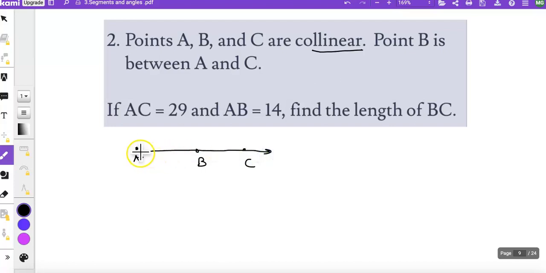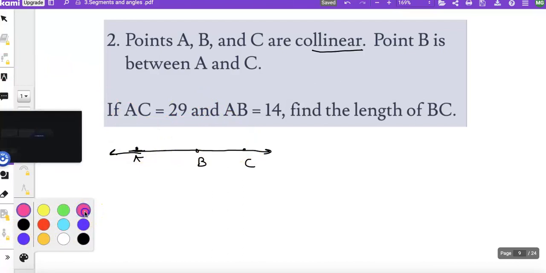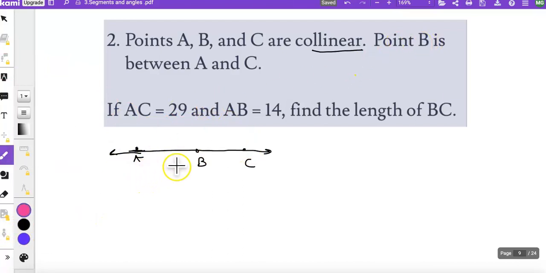Alright, so what is happening is they are on the same line. I'm sorry, my line is not straight. Now what it says after this is, let's keep going. Point B is in between A and C. Yes, it is between A and C. What about it? Say AC is 29.